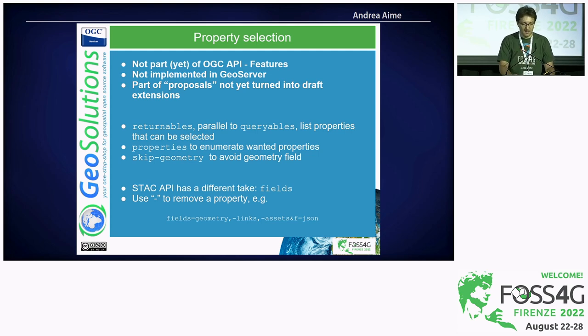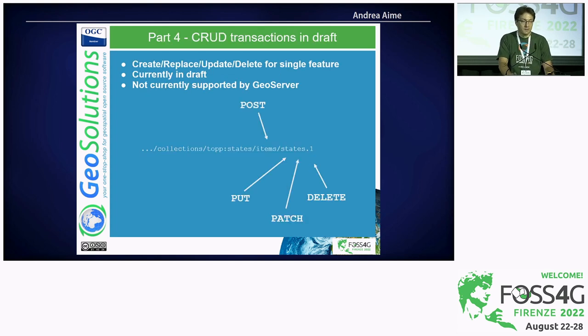Personally, I like the OGC API STAC implementation of this concept, which only lists properties, and if you don't want a property, you add a minus sign in front of it. There is also a Part 4 draft for simple transactions, where you can just do create, update, replace, and delete on the single items, but there is also some thought about mass changes if you need to.